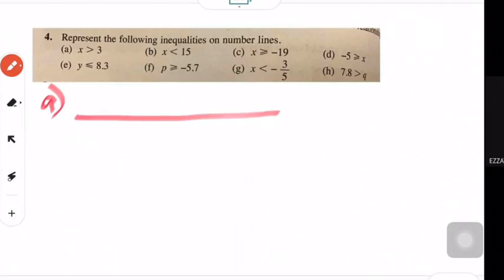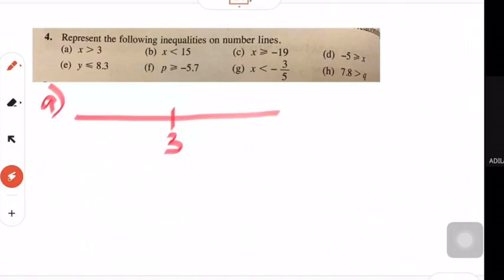X is greater than 3. So X will be on the right or on the left? Right. X will lie on the right. Daripada 3 ni ke kanan. Jadi kita tak boleh cakap 4 saja. In this case we cannot say X is 4, because on the right, X can be 4, 5, 6, 7, X can be banyak lah.